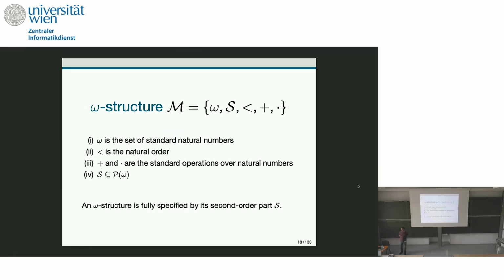And the model witnessing the separation, it's always nice to have it as close to the standard interpretation as possible. And so we like to work with omega structures, that is, structures for which the first order parts are the actual true integers with the natural interpretation of the order, the addition and the multiplication, which means that the only parameter of this structure is the second order part. And so an omega structure is fully specified by its second order part, which means by the set of reals of it.